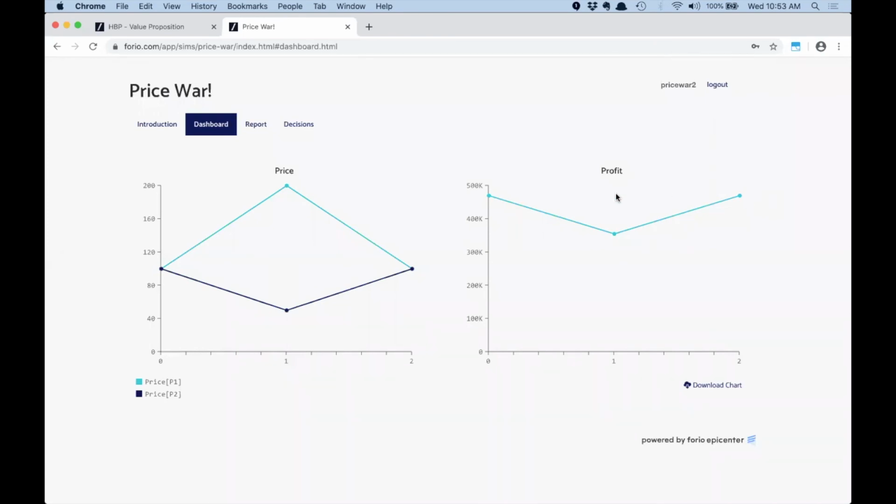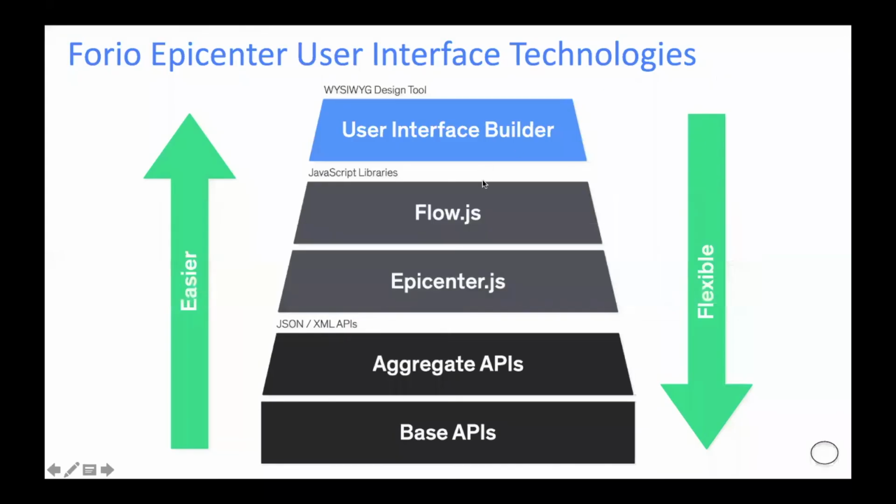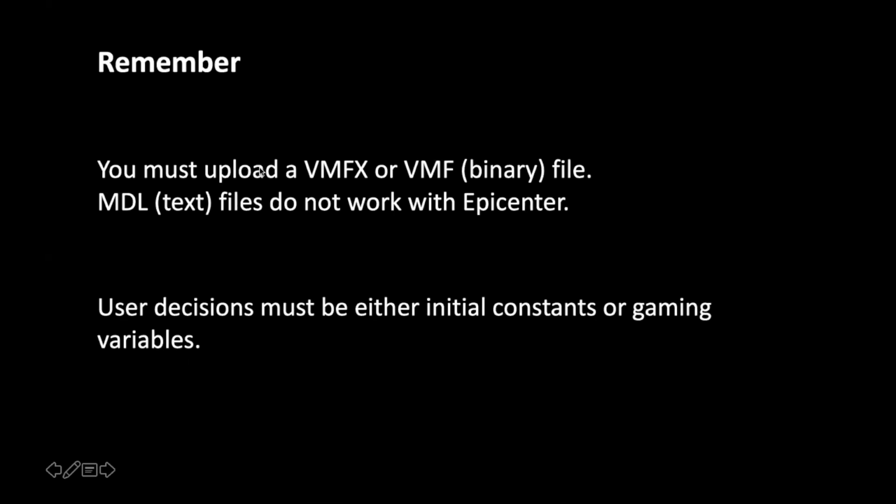There are facilitator pages that you can set up as well that are provided as part of the template tool. I want to leave a little bit of time for questions, but I want to leave you today with a little bit more information around what you need to do to run the simulation and other resources that are available for building your simulation if you want to take a Vensim model and upload it in the future. Just as a reminder, you must upload a VMFX or VMF binary file. The MDL files do not work with Epicenter. So just make sure you're uploading a binary file when you're working with Epicenter.